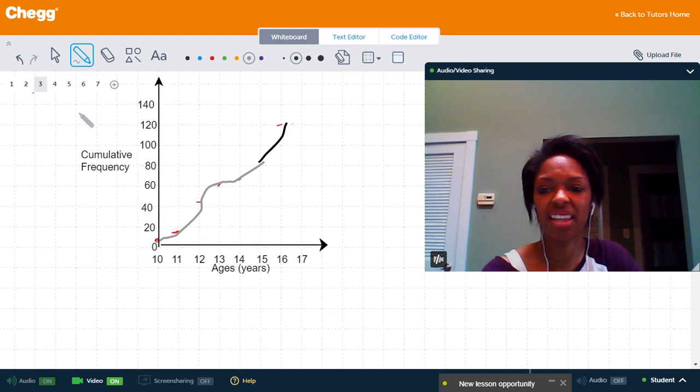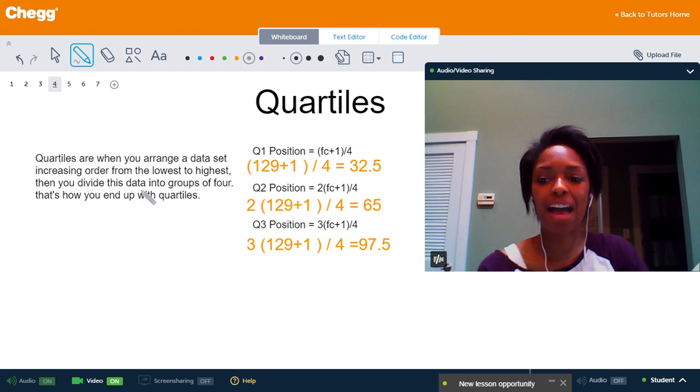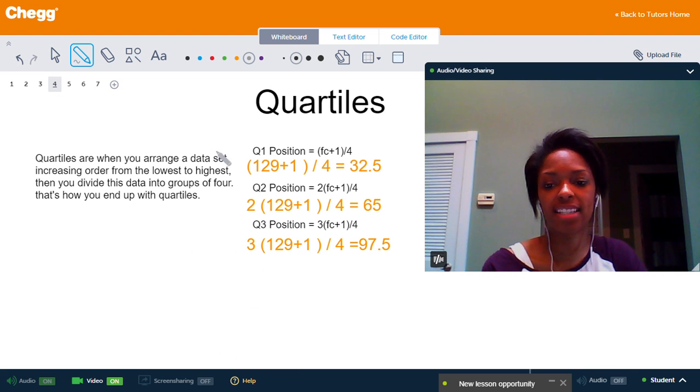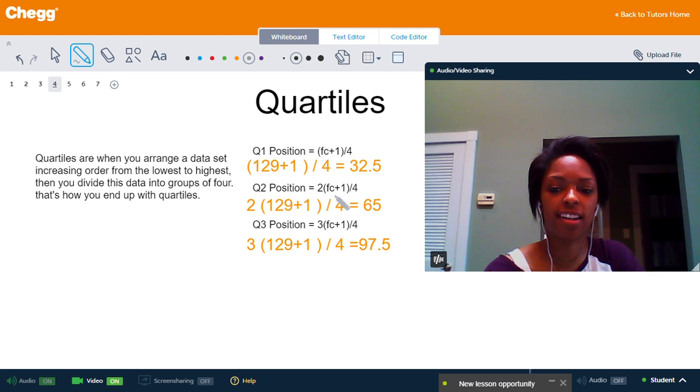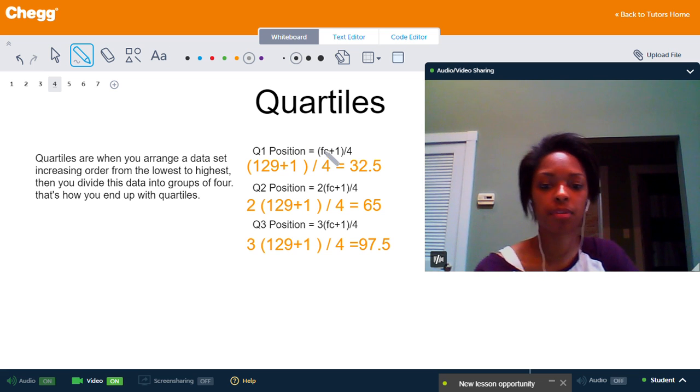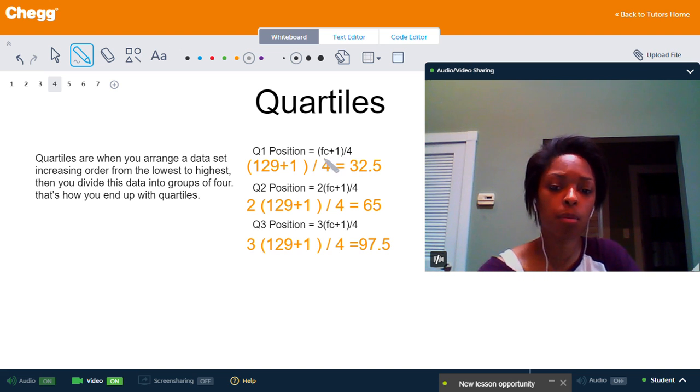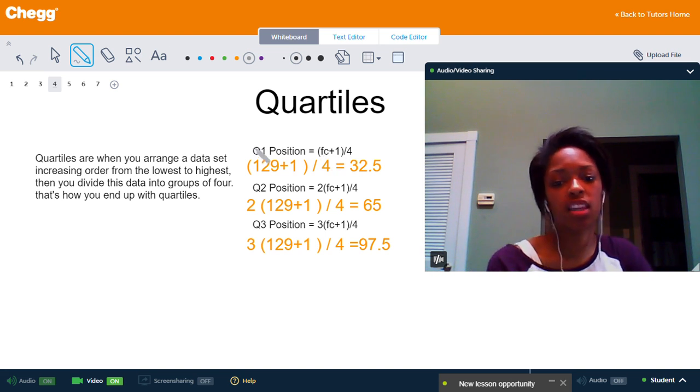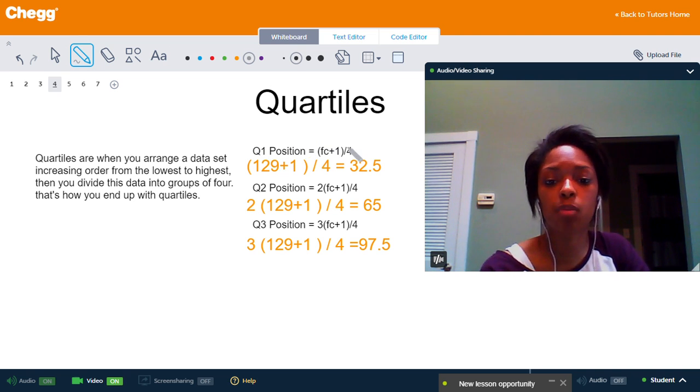Alright, that's fine. And then for quartiles, it's just when you arrange a data set in increasing order from the lowest to highest, and then you divide into groups of 4. That's how you end up with the quartiles. To get quartiles, you can use a formula, and the formula to get the quartile 1 position is the cumulative frequency plus 1, divided by 4.